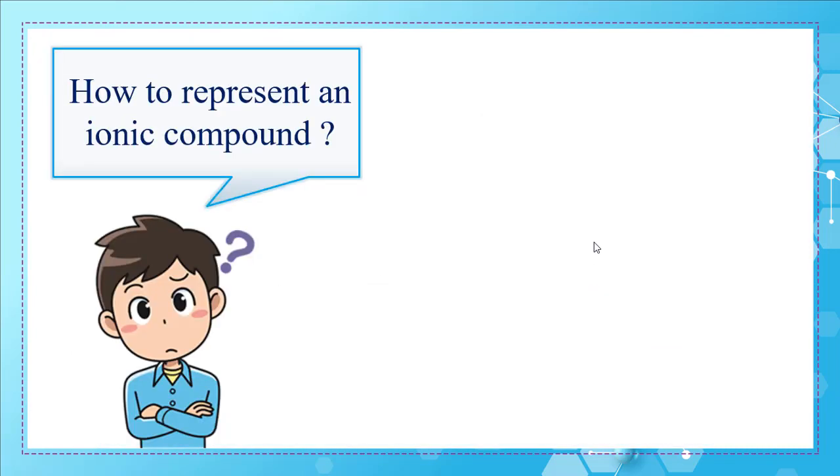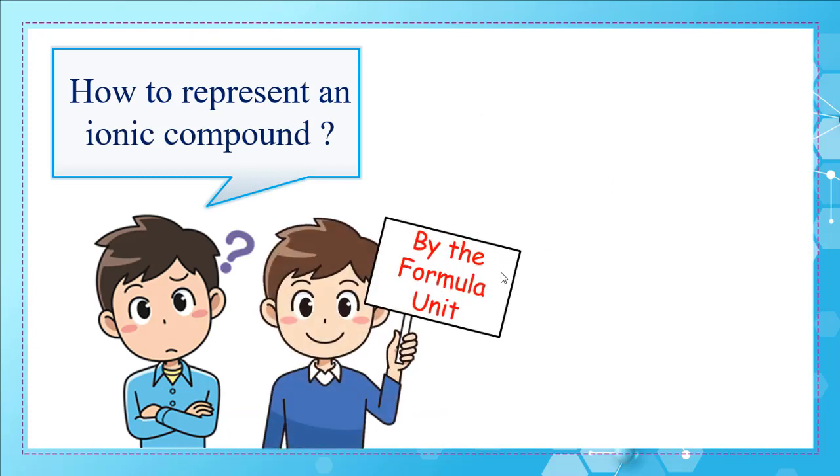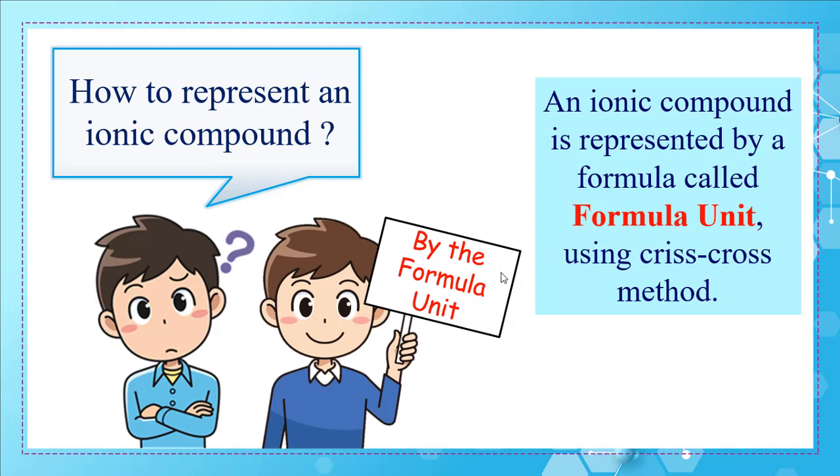Now, how to represent an ionic compound? An ionic compound is represented by a formula unit. This formula unit can be found using the crisscross method.